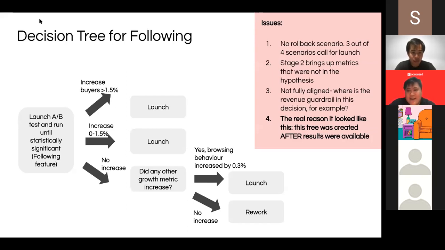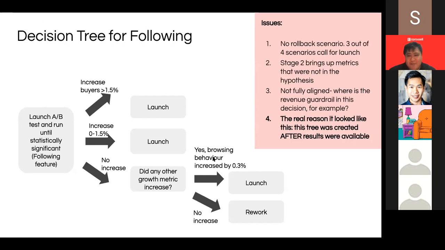There's no rollback. Stage two brings up metrics, in this case browsing behavior, that was not in the hypothesis. The hypothesis was increased buyers, and now we seem to have randomly added this behavior metric. The third thing is that it's not fully aligned. Like in Carousel, as I mentioned, we have multiple directors, and there isn't a revenue guardrail, for example. It's very typical when you launch a product that there are interdependencies with other squads. Here, there isn't a revenue guardrail.